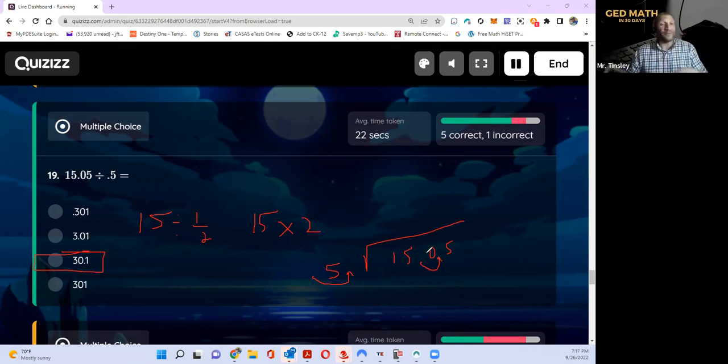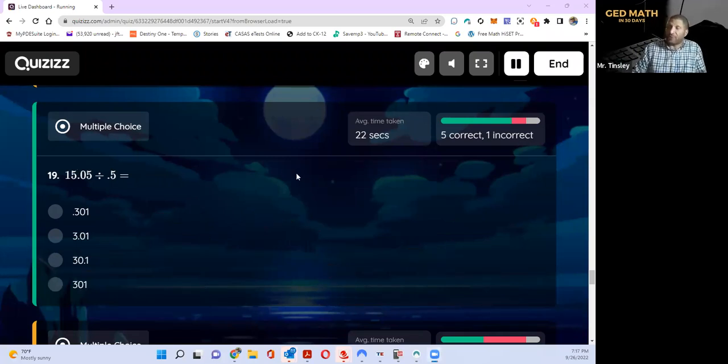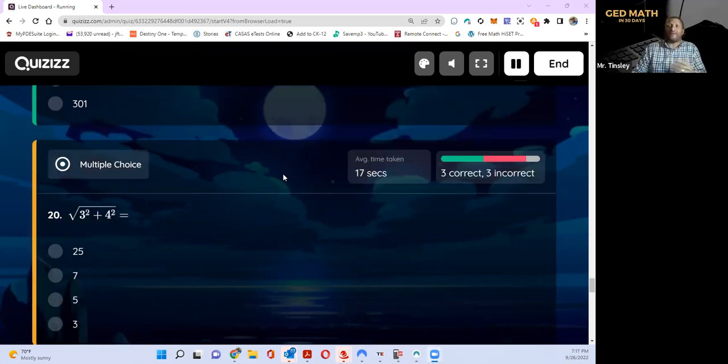These are the first 5. You should be able to look at these answers, a lot of them, and do them quickly. That's the whole purpose of the first 5. You should know it's not 0.3. You should know it's not 3. You should know it's not 301 right away. 15 divided by 1 is 15, so 15 divided by a half is 30. All right. Again, most people got it right, it just took 22 seconds.